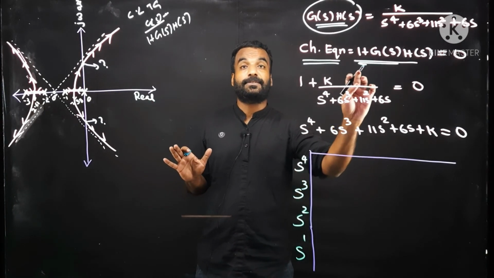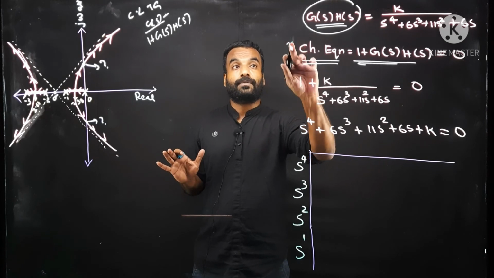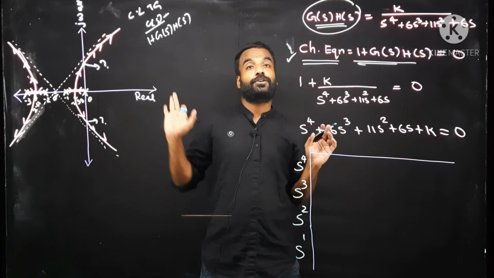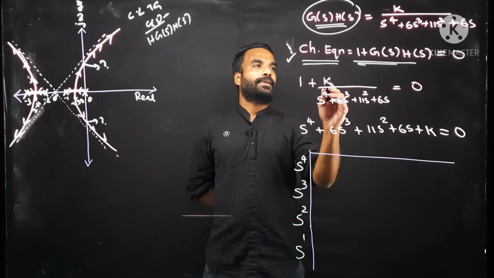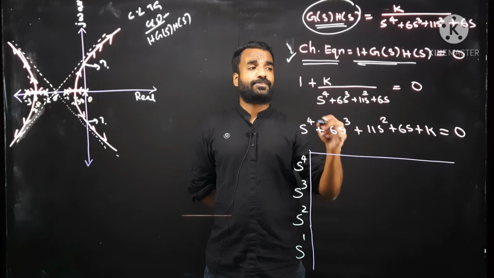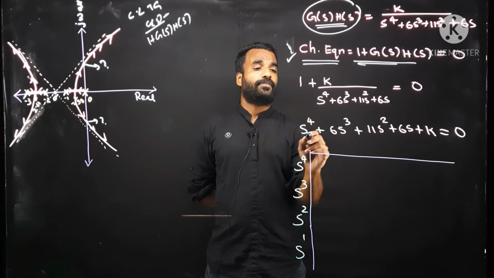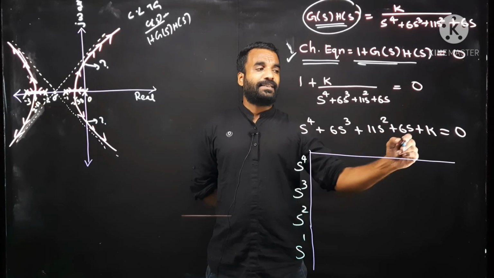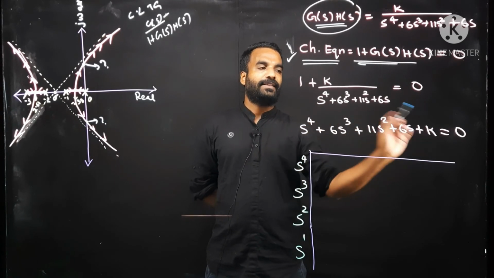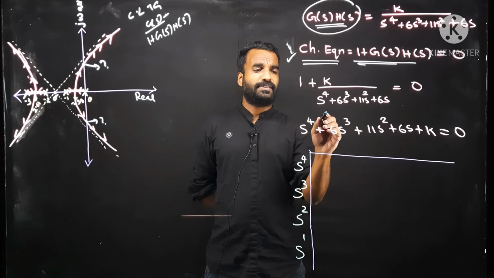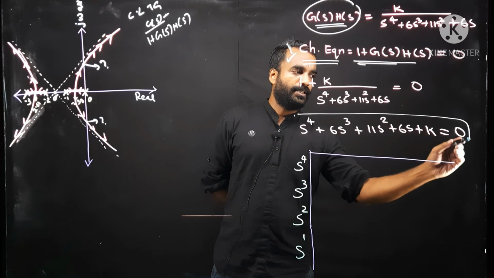But this method is suitable for finding the characteristic equation from a root locus problem. So 1 plus k by s(s^3 plus 6s^2 plus 11s plus 6) is equal to 0. That will give s^4 plus 6s^3 plus 11s^2 plus 6s plus k equal to 0, because the denominator will get cross multiplied. So this is the characteristic equation.